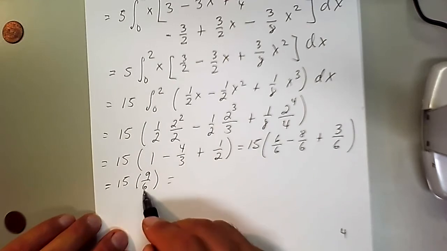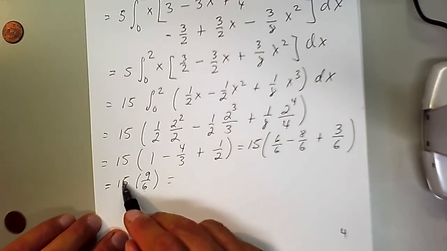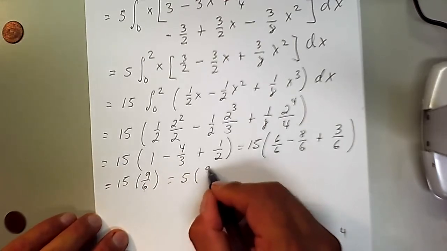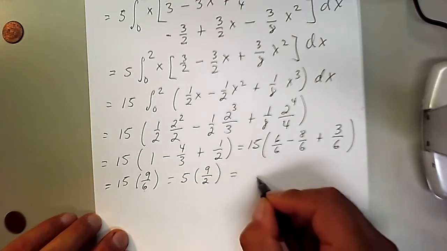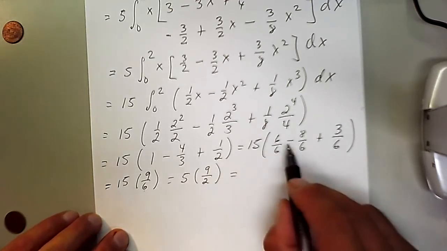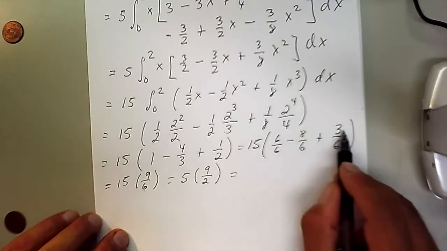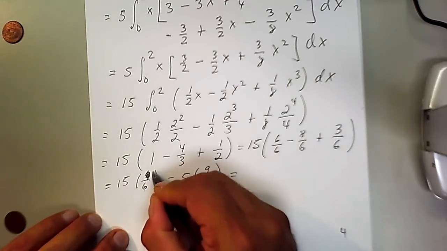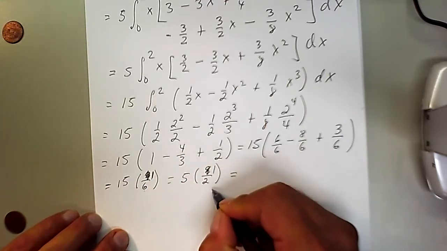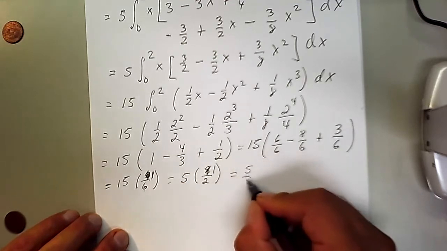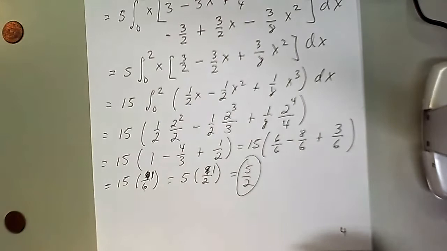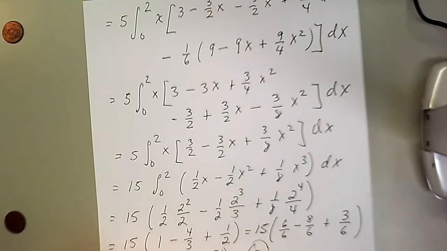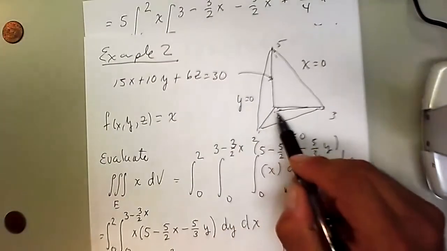The 3 cancels with another 3 here. So we end up with 5 times 9 over 2. Wait a minute. Why did I say 9? 6 times 6 plus 3 is 9, but then we got to subtract the 8. So this is a 1. So the final answer is 5 over 2. So that is the integral of just the x over this tetrahedron, the x value.